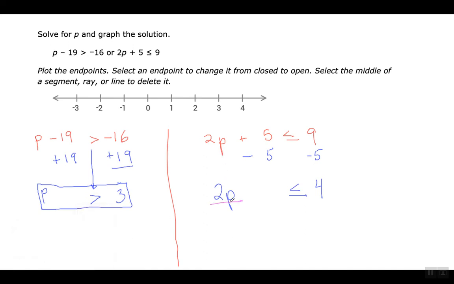Alright. Para quitar este 2, divido los dos lados por 2. So p is less than or equal to 2. Alright, and p is greater than 3. Alright, so this is one of those situations, well, this is "or." So the answer would be P is greater than 3 or P less than or equal to 2.